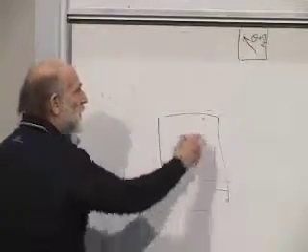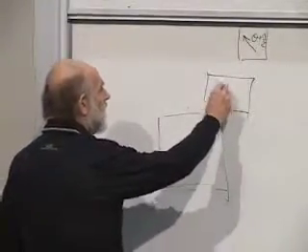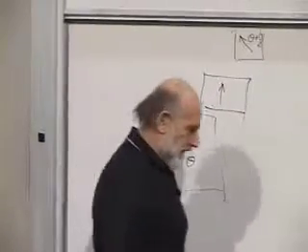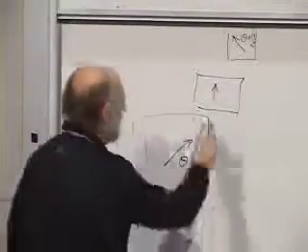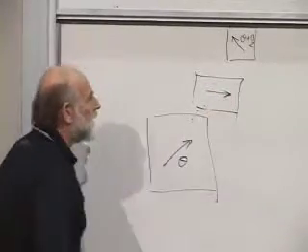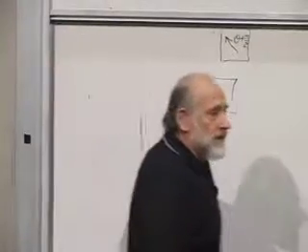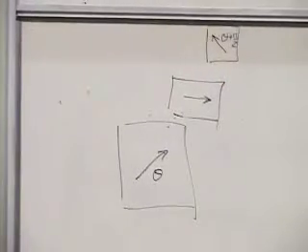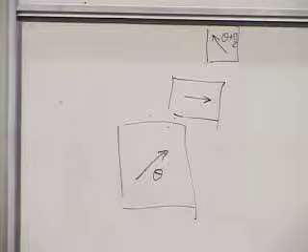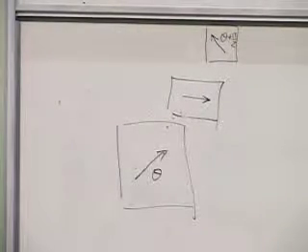But supposing we put in between a polarizer in the horizontal direction, for no good reason. Then does it get through or doesn't it get through? The answer is it gets through with a probability. The probability we can calculate.